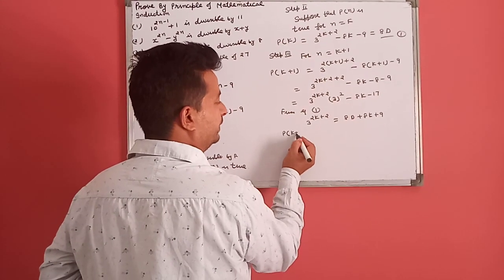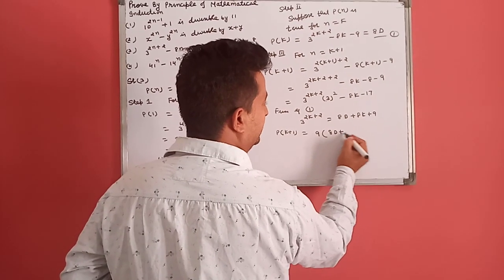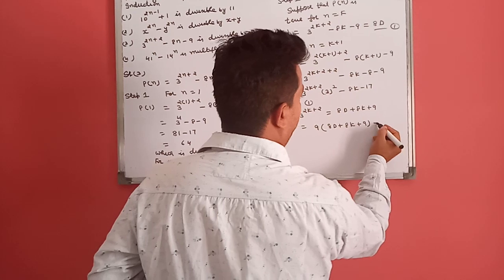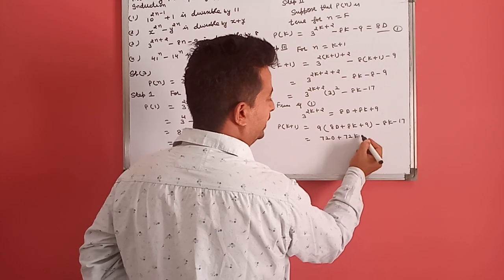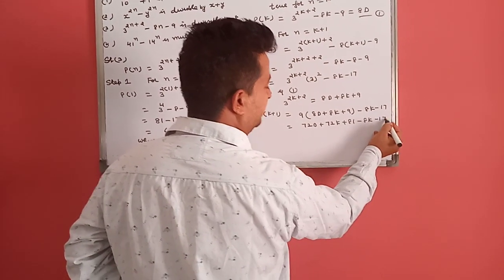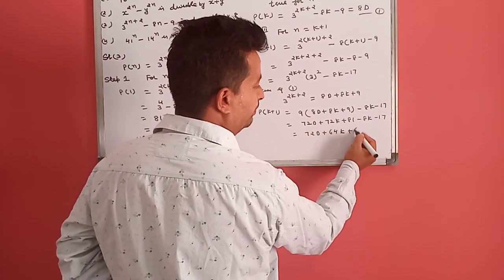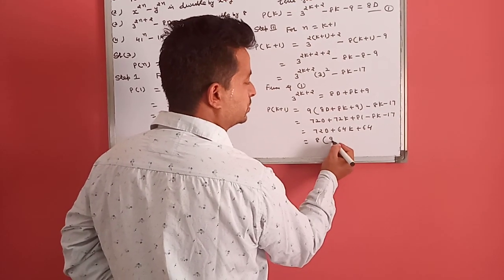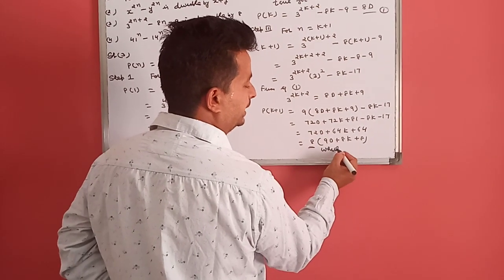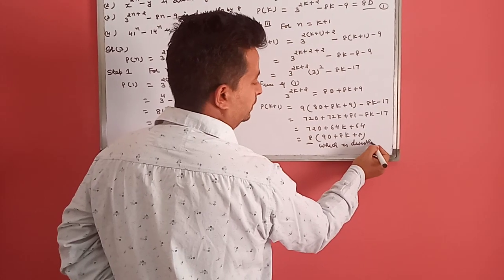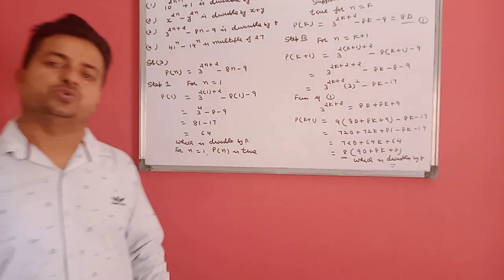We put the value here. So 3^2 is 9, and the value of this is 8d + 8k + 9, minus 8k minus 17. This is 72d plus 72k plus 81, minus 8k minus 17. This means 72d + 64k + 64. We take 8 as common. So this is 8 times (9d + 8k + 8), which is divisible by 8. So by the principle of mathematical induction, this is true.